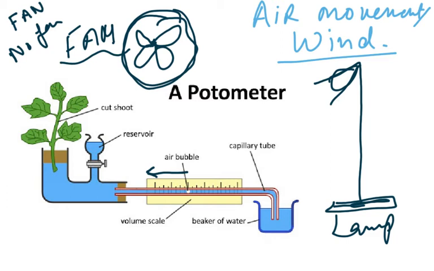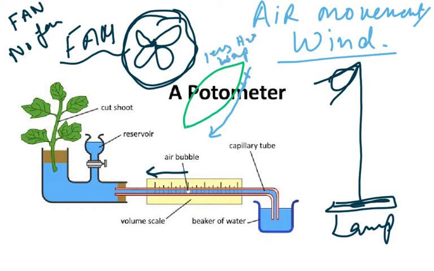Naturally, if you have the fan on, what is going to happen? This is the leaf. If you have the wind blowing, then the water vapors which have diffused out are going to be carried away. So the air movement is going to carry away the water vapors. So always there will be less water vapors outside the leaf.